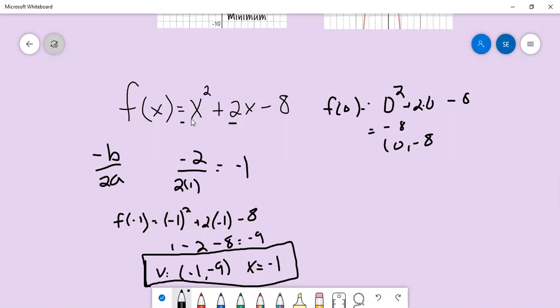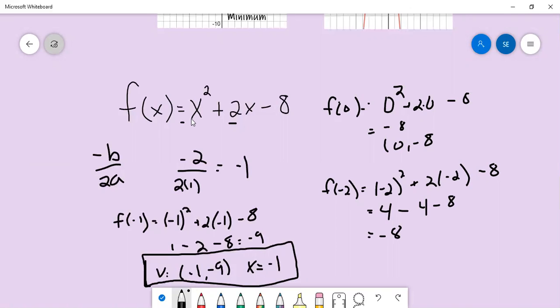I usually start at my vertex. I go 1 in one direction, 1 in the other. So we're going to do f of negative 2. Again, this is negative 2 squared plus 2 times negative 2 minus 8. So this is 4 minus 4 minus 8, which is equal to negative 8. So we have a point here that's negative 2, negative 8. So we see the symmetry there.